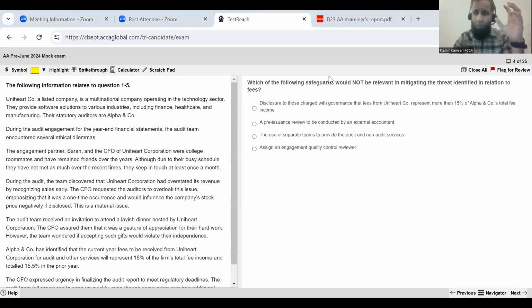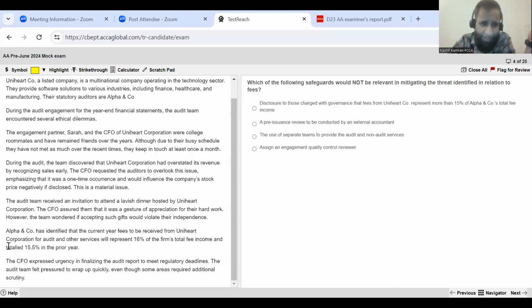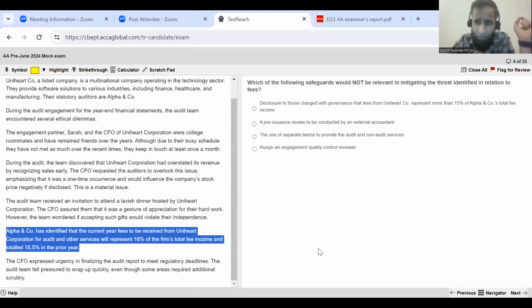Okay. What sort of safeguards would not be relevant in mitigating the threat identified in relation to fees? Let's see what the threat in relation to fees is before we take which is the wrong safeguard here. Can you just read this paragraph here on the left-hand side of the screen? I highlighted it in blue. I'm giving you just 10 seconds for that. Can you read this blue paragraph quickly and tell me you've read it?